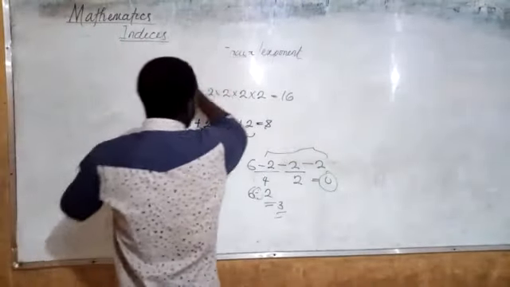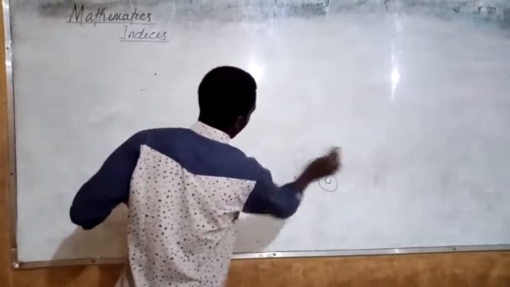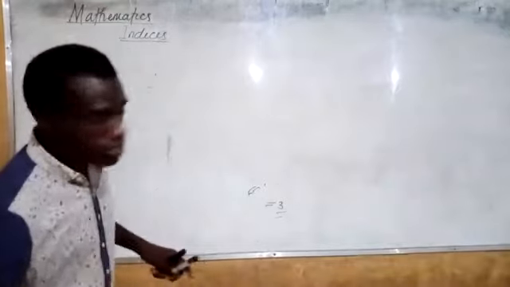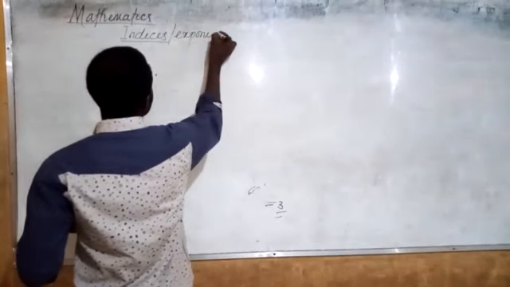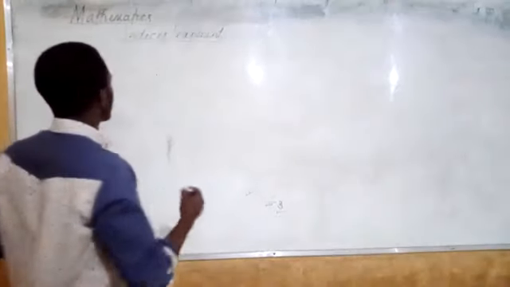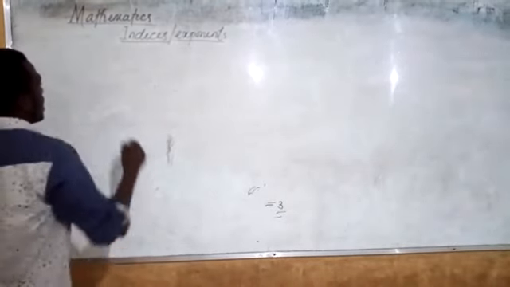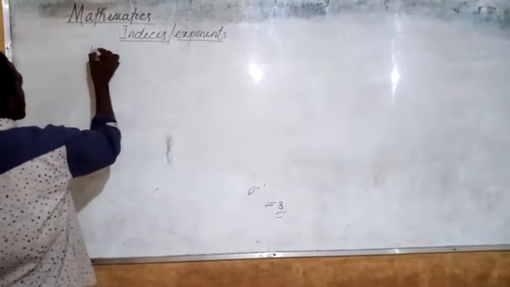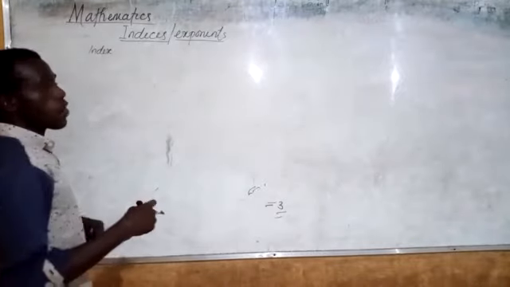We are talking about indices today. Now, indices is actually the same as the term exponent. So they actually mean the same thing. The word exponent is gotten from a Latin word. This is also gotten from the Latin word, which is index. In maths, index translates to what we now call power.